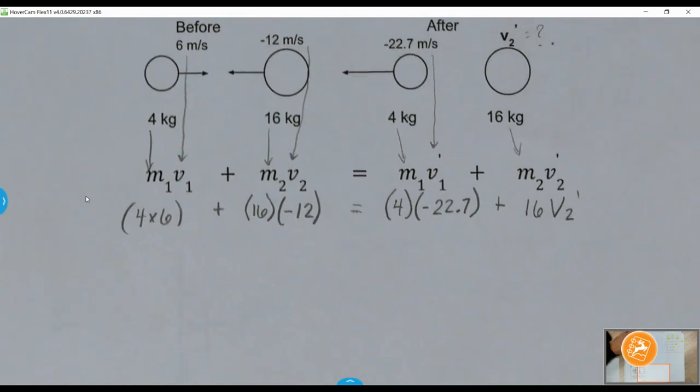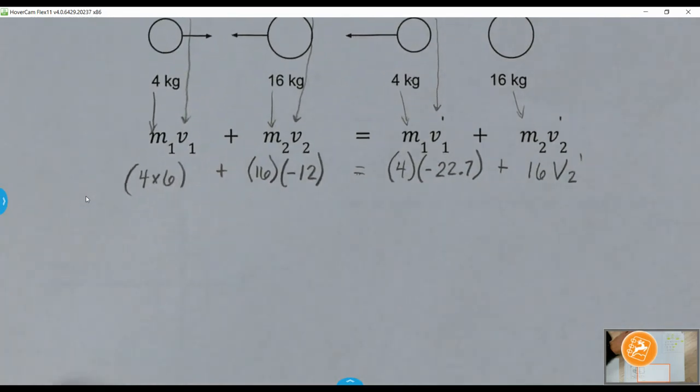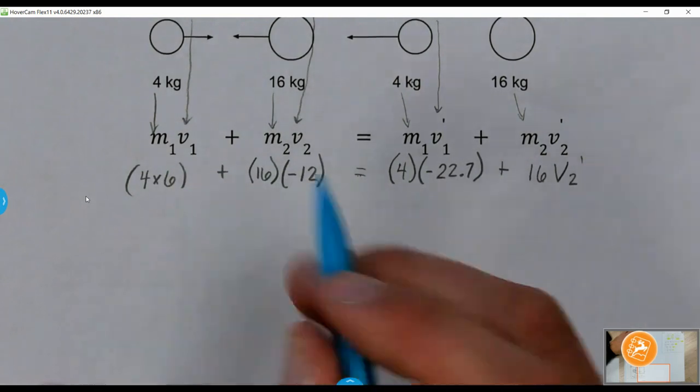And now, guys, it's just kind of plugging and chugging. 4 times 6, anybody?